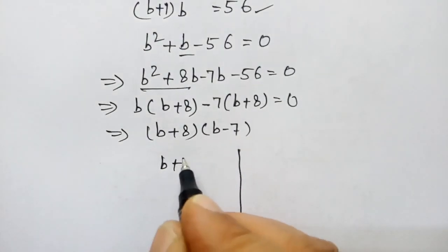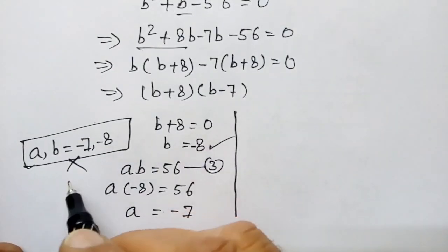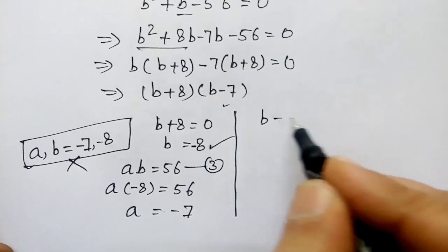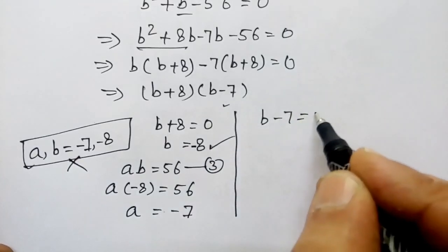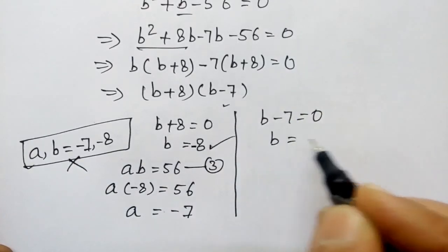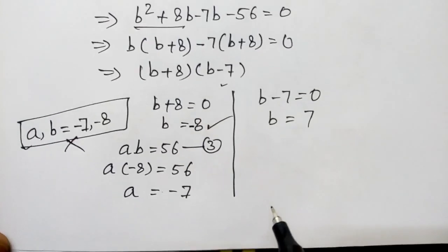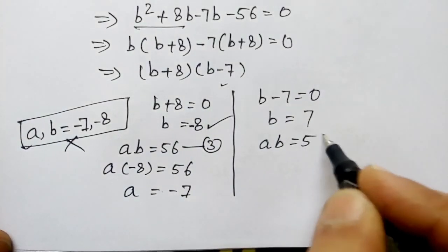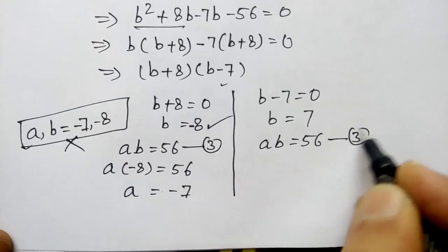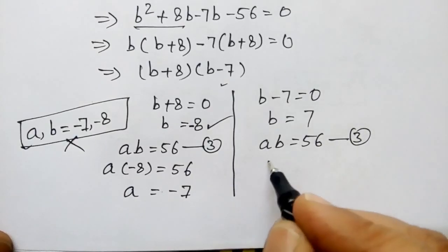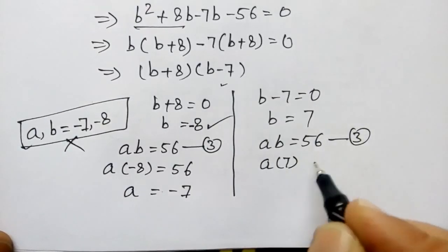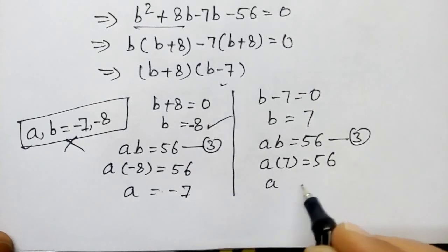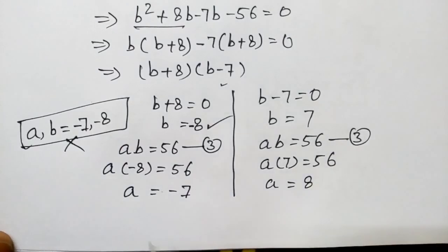Now we have two cases. b plus 8 does not satisfy the equation, right? So we will go with this. b minus 7 is equal to 0. So b is equal to 7, right? So ab is equal to 56 as in equation third. So a into 7 is equal to 56. So a will be equal to 8, right?